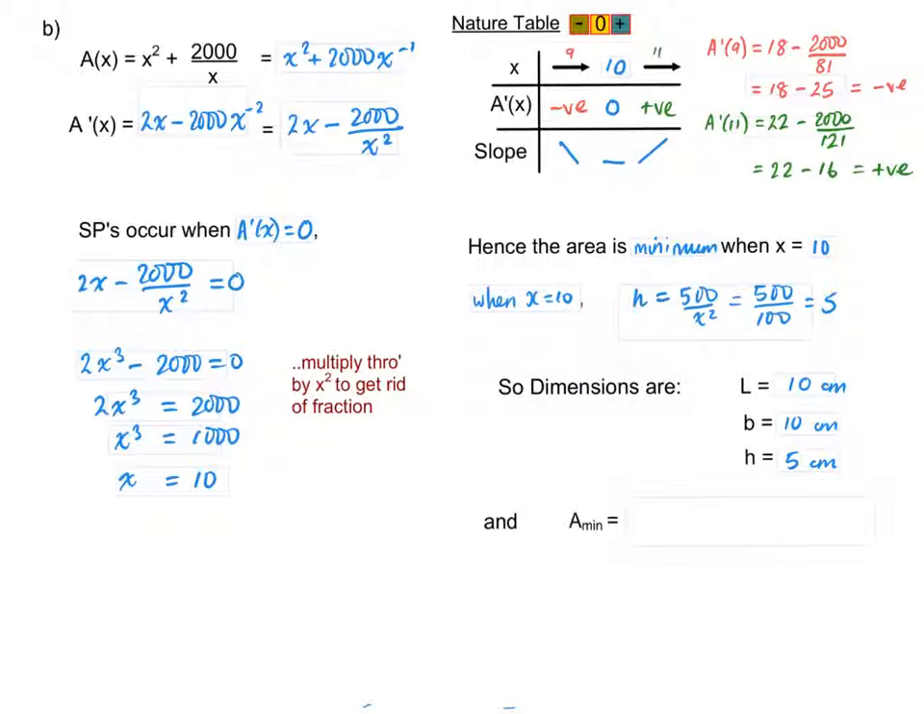And the minimum area is 10 squared plus 2000 over 10, which gives us 100 plus 200, which is 300 square centimetres.